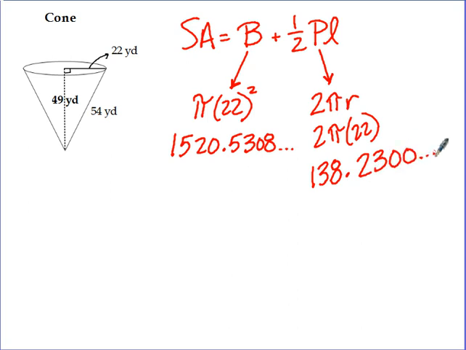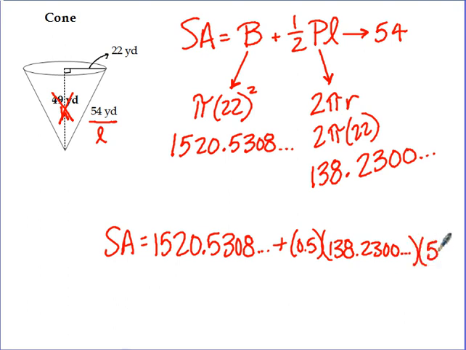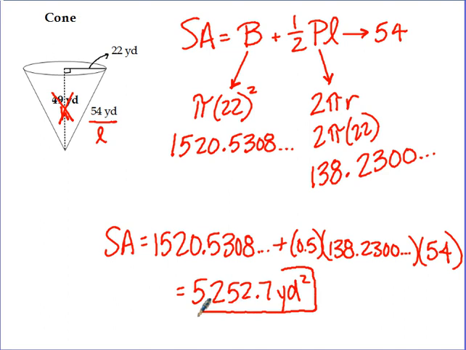And now our slant height. Again, our actual height, this 49, that would be our height, but we don't need that. Instead, we're going to use 54 as our slant height. So my surface area will be this 1,520, and notice I'm keeping 4 decimal places, plus 0.5 times the 138 times the 54. And we plug that into our calculator, and we get 5,252.7 square yards. And again, if you use 3.14 instead of calculator pi, then it's going to be off by a little bit, but you're able to use either one on the test.